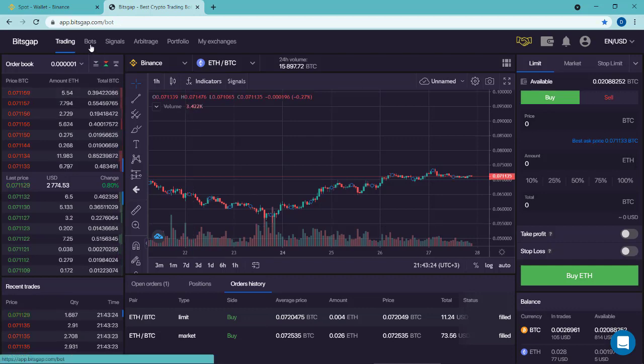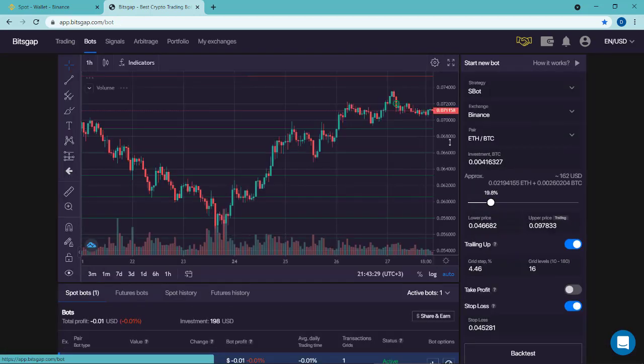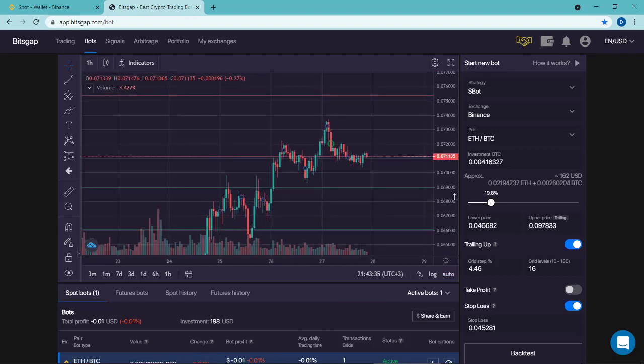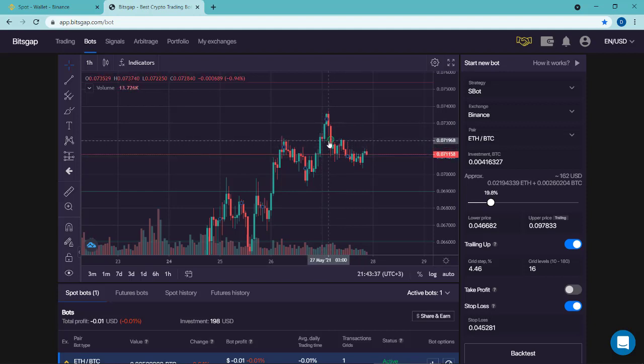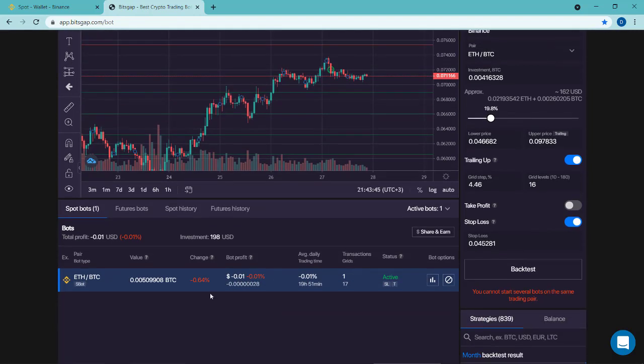Now if we go back to bots and look at the chart, we can see there's a red circle that represents that some Ethereum was bought. And if we look down over here, it's showing that the profit so far of the bot is 0.01%, that we're making a loss. Well, it's not an actual loss, but it represents that to begin with we bought some more Ethereum.